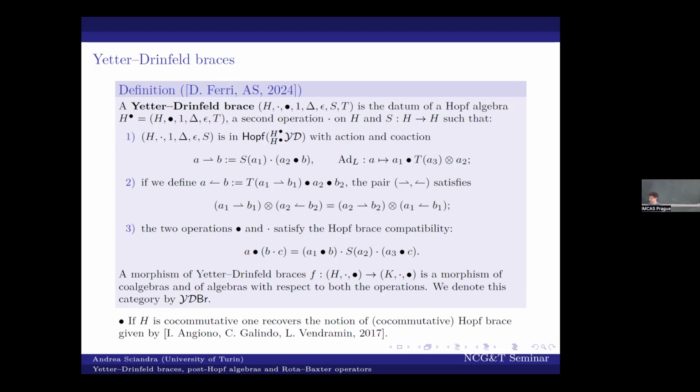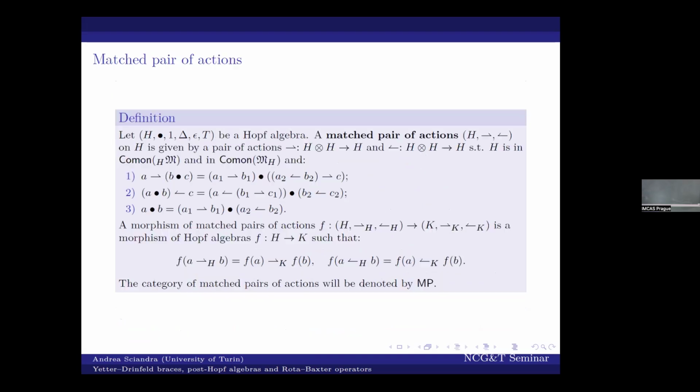But this is the proper notion to have a correspondence with matched pairs, as we will see. So we can define, in fact, a matched pair on a Hopf algebra. So we start with a Hopf algebra H, and a matched pair of actions is just given by a pair of actions, a left action and a right action of H over itself, such that with these two actions, H is a module coalgebra. So this just means that the coproduct and the counit are linear with respect to the left and right action. And these three axioms are satisfied.